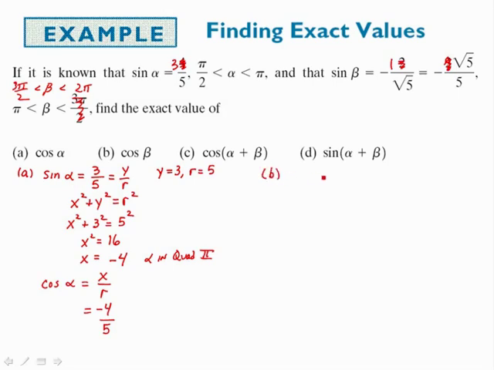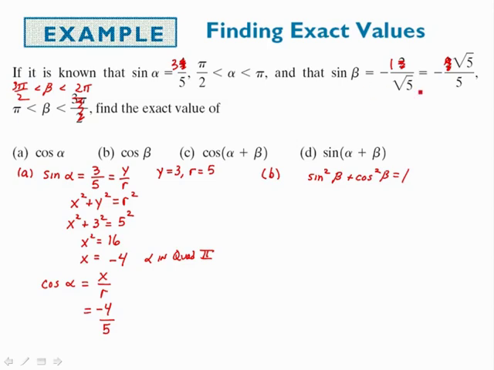Let's do part B, but this time we'll use trig identities. How does that sound? Lovely. We know that sine of beta and cosine of beta are related through the Pythagorean identity: cosine squared of beta plus sine squared of beta equals 1.